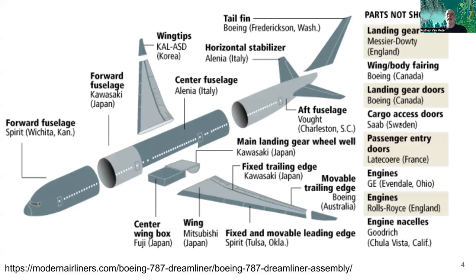Compare that to today's airliner, right? This is a picture I picked up off of the web. Look at the range of places these subsystems come from. You've got the center wing box from Fuji in Japan, the wing from Mitsubishi in Japan, the leading and trailing edges of it built in Oklahoma and Australia and Japan. And the forward fuselage was built in Kansas, and the tail built in Washington, where Boeing originally had their headquarters. The engines come from either GE in Ohio or from Rolls-Royce in the UK. Cargo access doors come from Sweden. It comes from everywhere, right? This is what it takes to build a complete world-class modern airliner today.